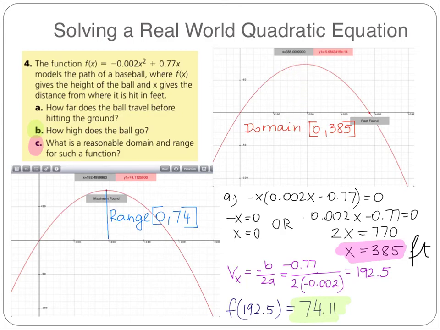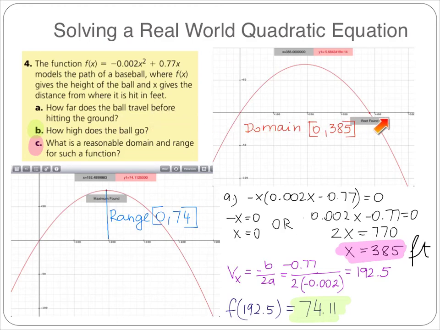And then how high will it go? I plug 192.5 back into the original equation, and I get that it will go approximately 74.11. So the height is 74.11. Now, what is the reasonable domain and range for such a function?